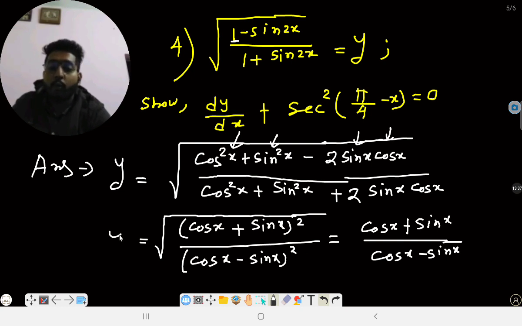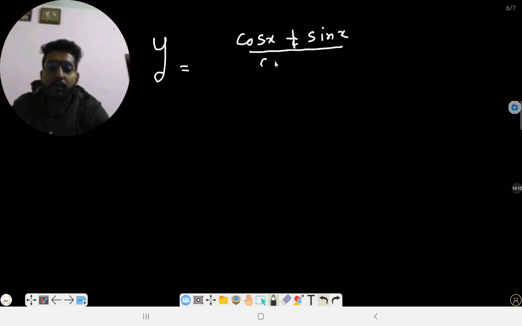So this is the y. So y is here cos x plus sine x divided by cos x minus sine x. Now look at what we need to prove there, sec square pi by 4 minus x. That means there is a lot more simplification we can do here. So what is the next simplification we'll do here? We'll divide the numerator and the denominator by cos x. So what will happen if I divide it? Here y equals to, I am dividing the numerator by cos x, so that is cos x plus sine x divided by cos x, this one.